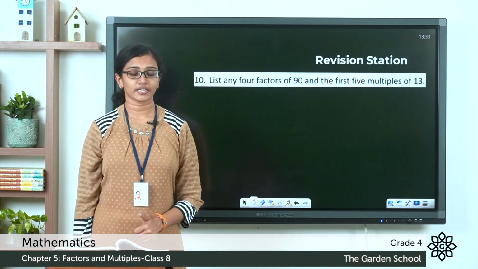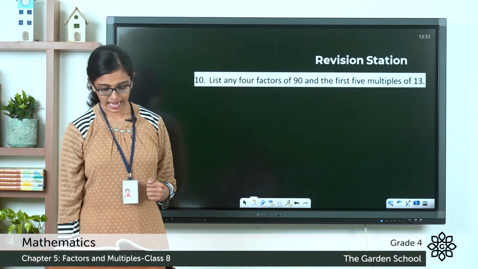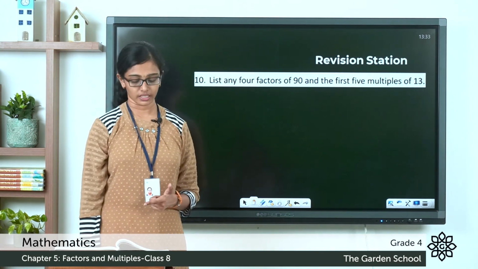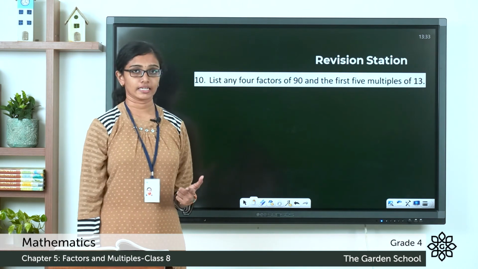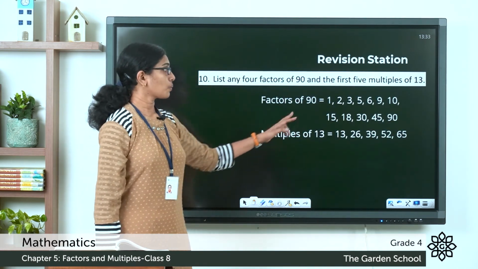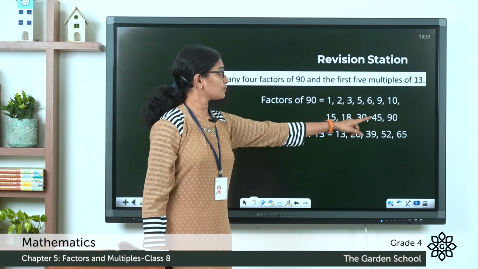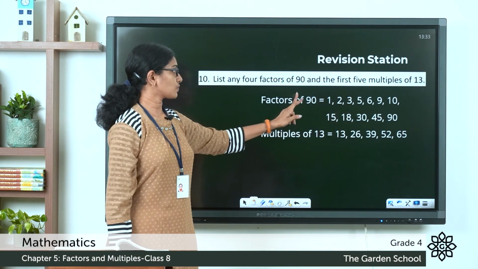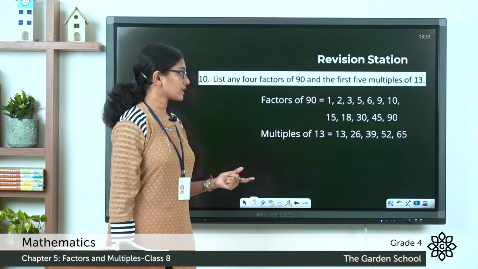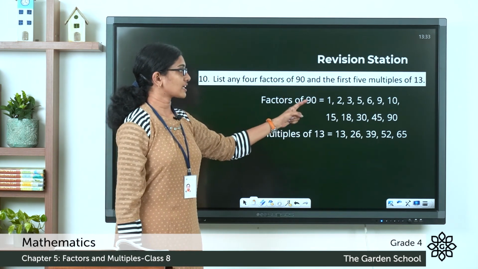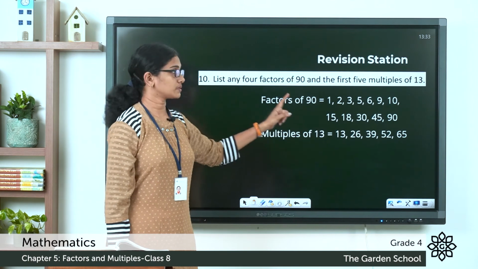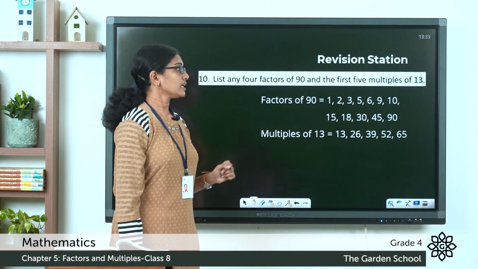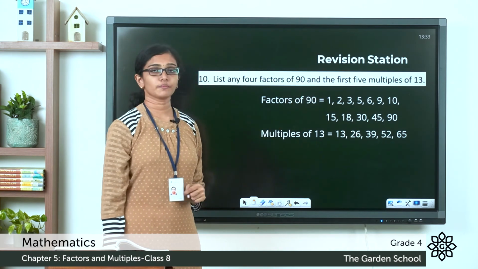So now the last question, question number 10. List any 4 factors of 90 and the first 5 multiples of 13. So which are the factors of 90? 90 can be 1 into 90, 2 into 45, 3 into 30, and we have many factors for 90, right? We have more than 2 factors for 90, and these are the factors. You can write any 4 factors because it's mentioned here. You can write any 4 factors from the list, and you have to write the first 5 multiples of 13.